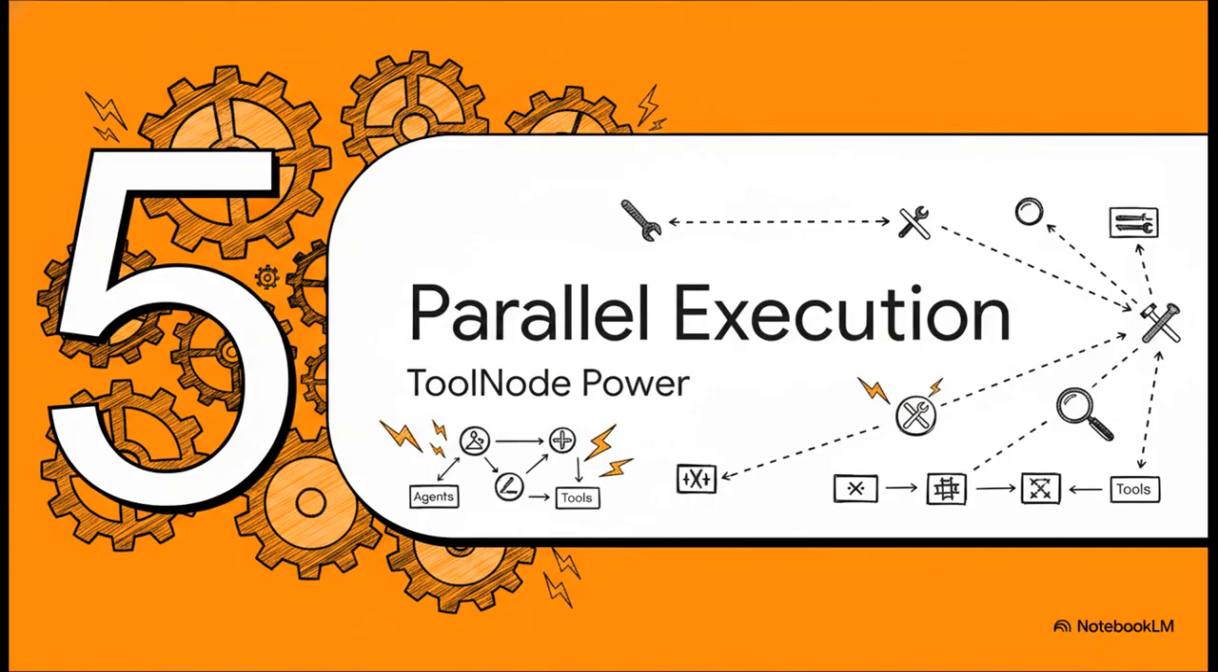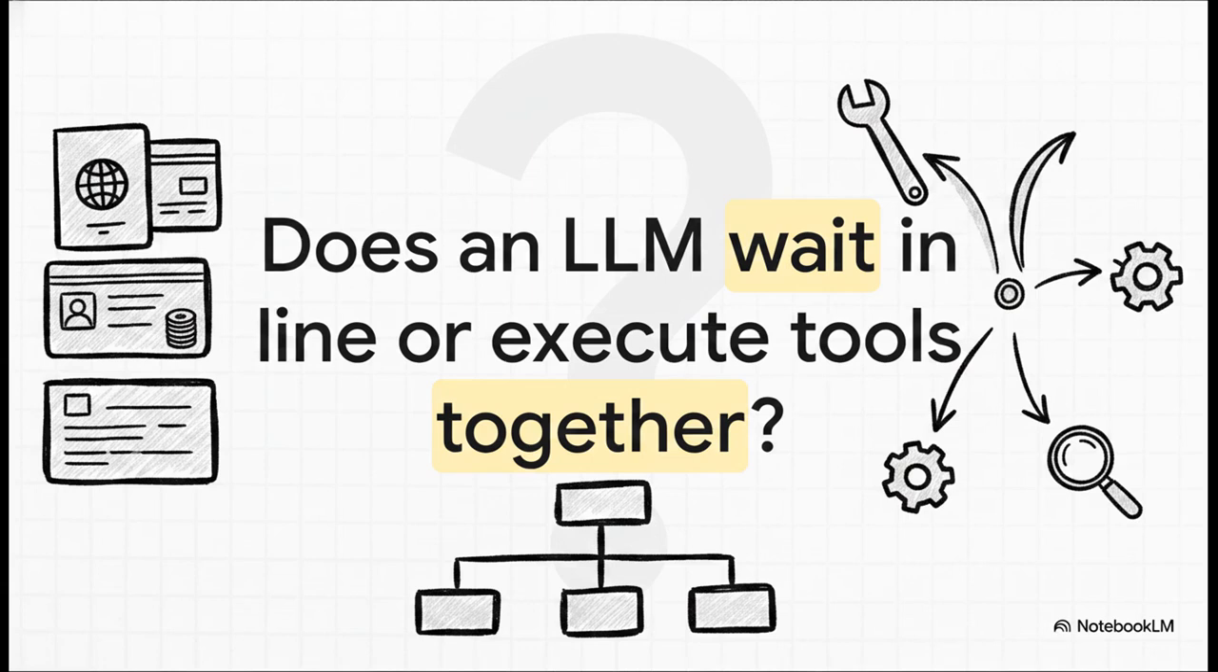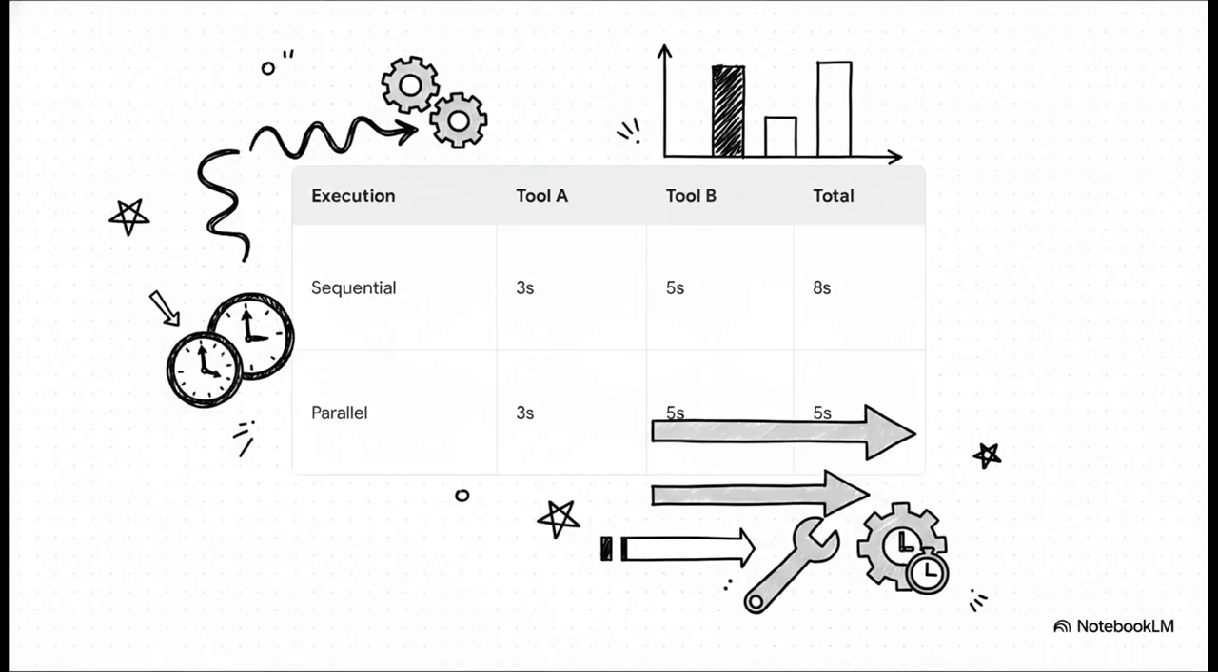And finally, Section 5, Parallel Tool Execution. So consider this. When an LLM triggers multiple independent tools all at once, say, fetching a user's passport, their ID card, and their bank statement, does the tool node wait in line to do them one by one, or does it execute them all together? When you're building agents with dozens of possible functions, execution time scales incredibly fast. It's a huge deal. Well, a real-world test using LangSmith gives us the answer.